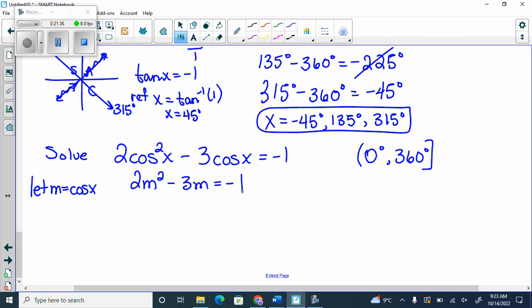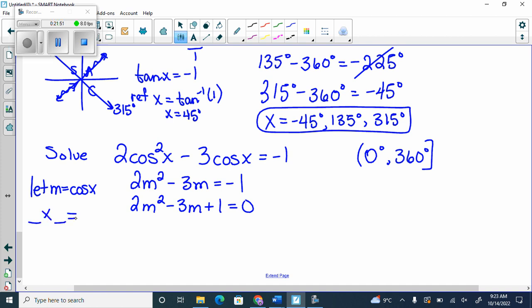Make one side equal to 0. So I'm going to add the 1. 2m squared minus 3m plus 1 equals 0. And then I have to do decomp. So I say what times what equals the outside 2. So we're back to grade 10.